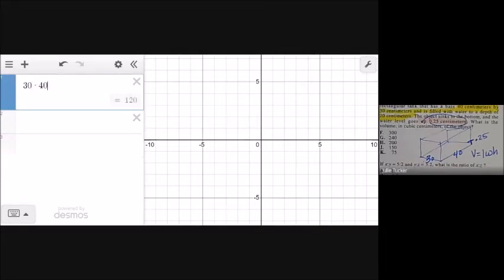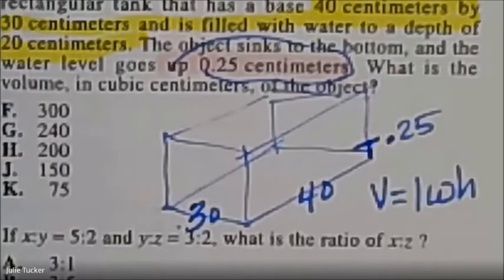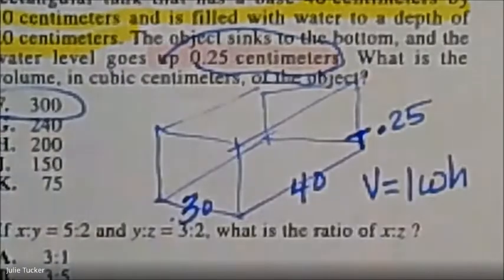30 times 40 times 0.25. There you go, 300. You know what I did in my head? I did 40 times 0.25 because 0.25 is 1/4 and 1/4 of 40 is 10. I know you can do that in your head, right? And then 10 times 30 is 300. So there's our answer. First one. Number 51. Now we have 10 left.